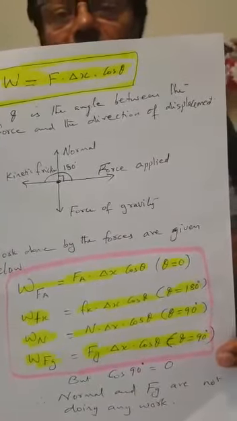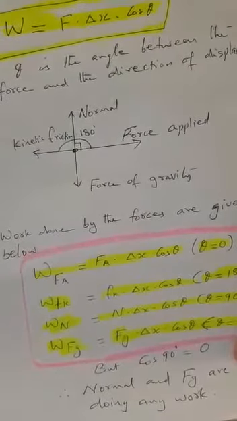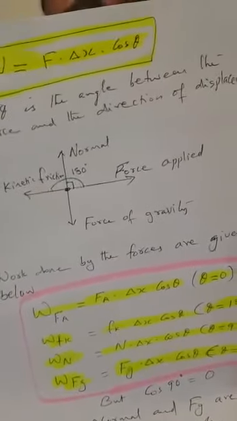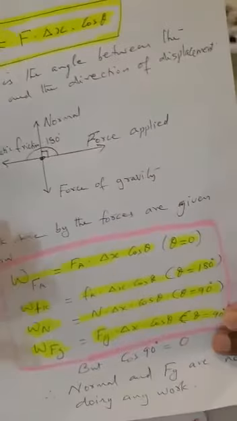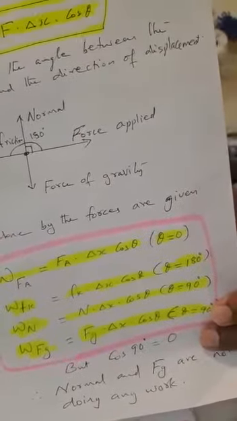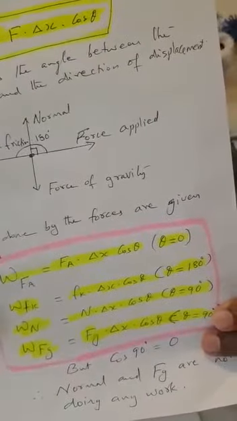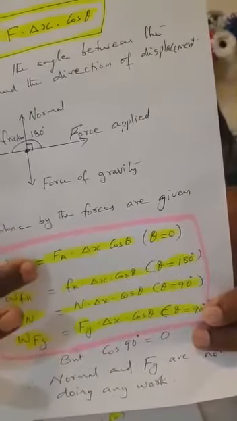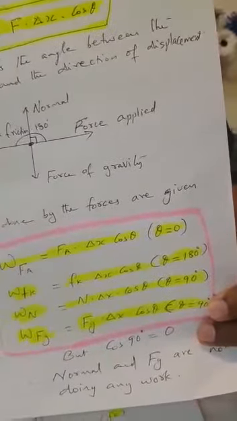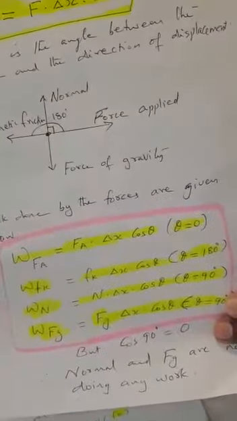Okay, now let us look at the vertical forces. So normal is perpendicular to the direction of motion. Likewise, force of gravity is also perpendicular to the direction of motion, downwards. And you know that cos 90 is 0. So can you see that? So the forces acting perpendicularly are not doing any work.